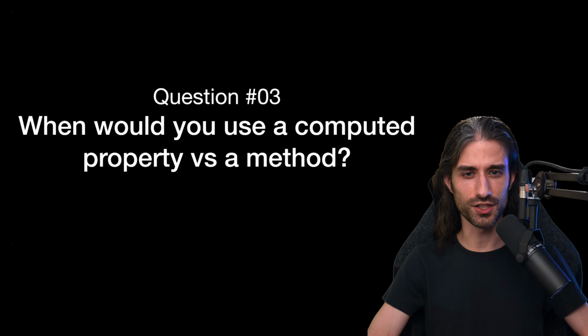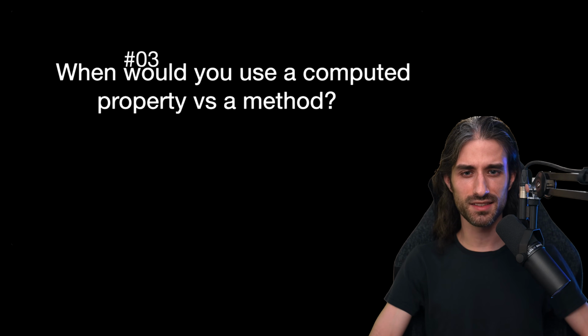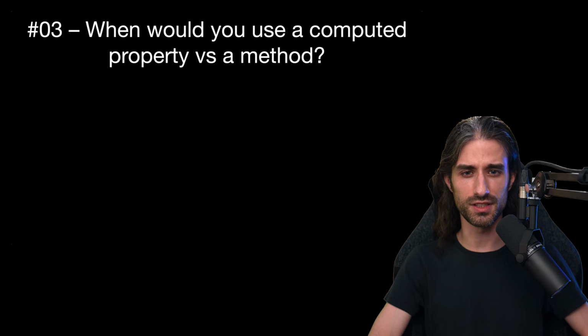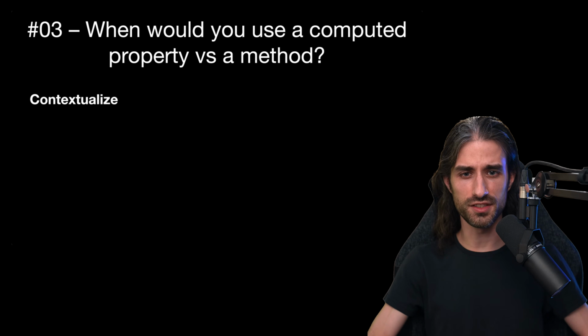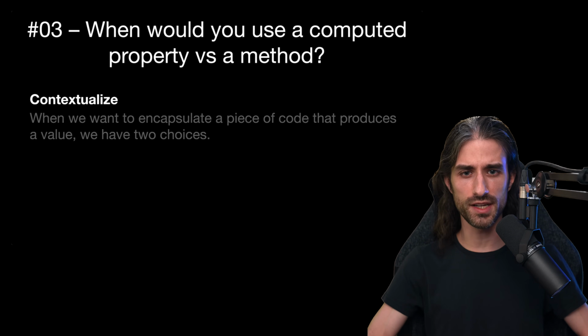So with this new question, we're going into the topic of good practices and code readability. The question is, when would you use a computed property versus a method? Once again, let's apply our framework to answer this question. We begin by contextualizing our answer. So here, a great way to contextualize the answer is to just reformulate the question.